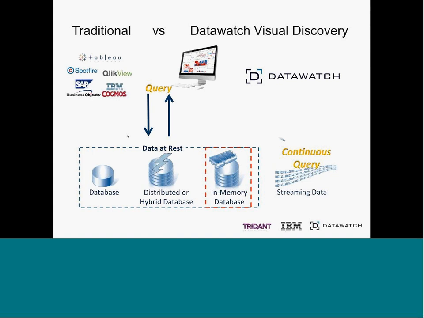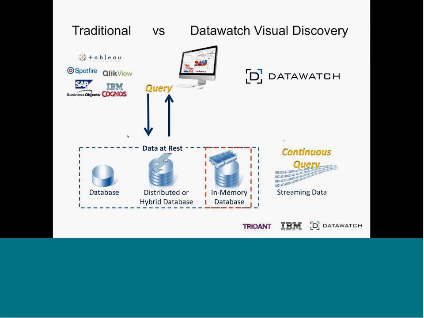BI versus Datawatch's data discovery. Traditional BI is IBM Cognos, SAP, MicroStrategy, things like that, and then the new wave of visual data discovery started with Qlik, Spotfire, Tableau, and Datawatch. We're all there, doing analyst-driven data discovery on traditional databases and warehouses, and now we're starting to get into big data.